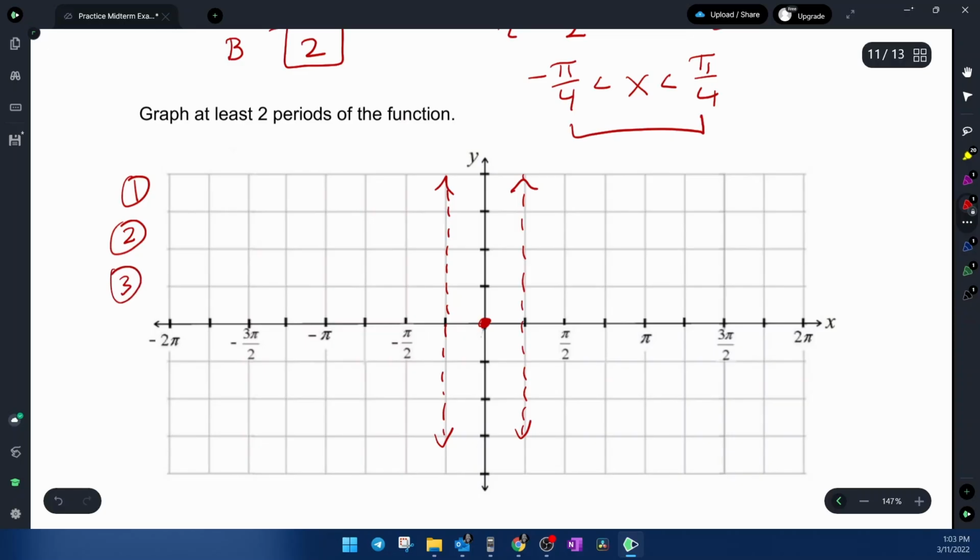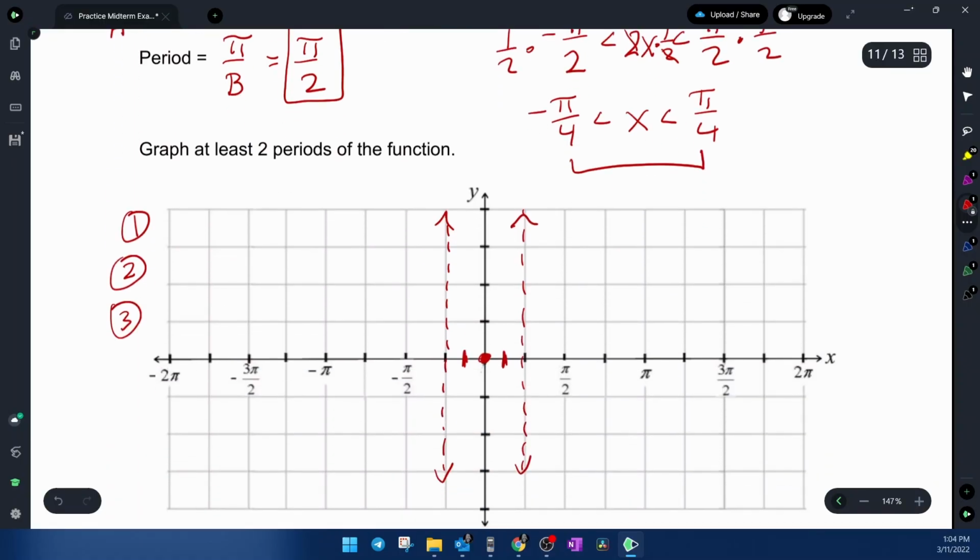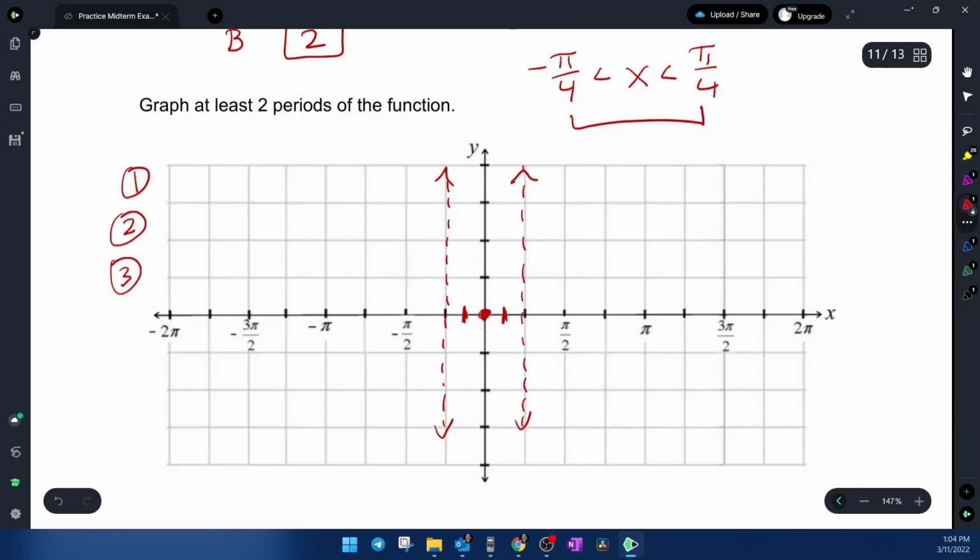Step number 3 says at the first and third quarters, you're going to be at negative a and a respectively. So here a is 4. At the first quarter, I'm going to be at negative 4. And let's go ahead and call this first hash mark negative 4. At the first quarter, we're at negative 4. And then at the third quarter, we're at positive 4.